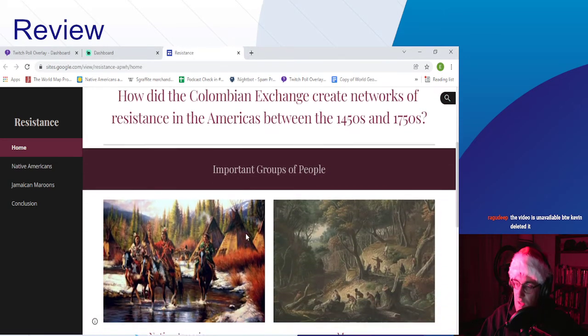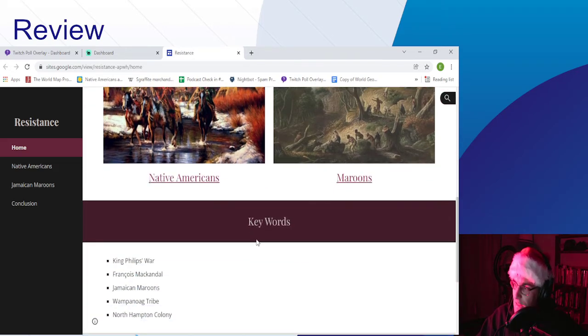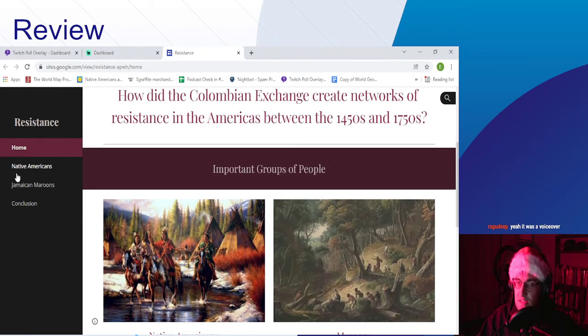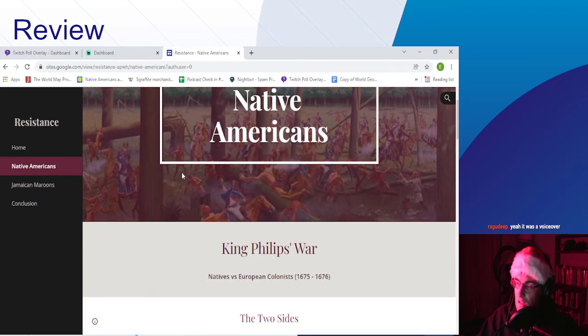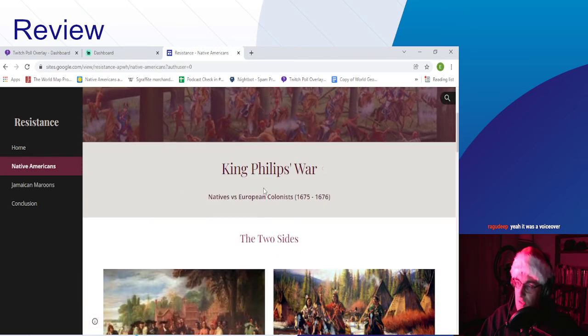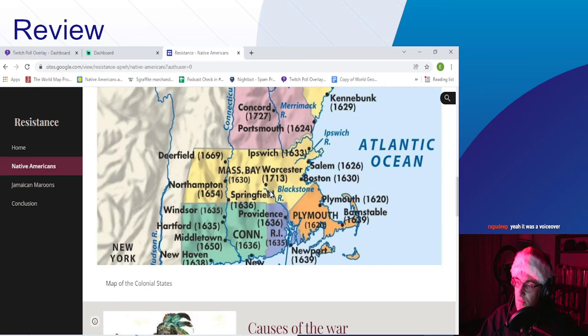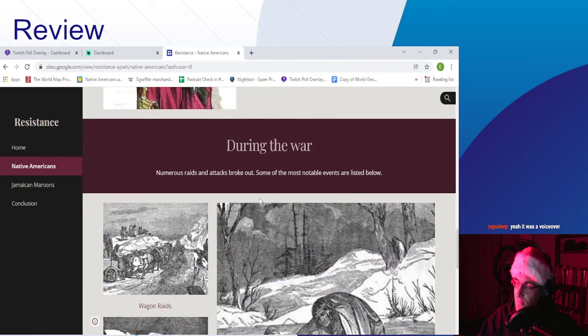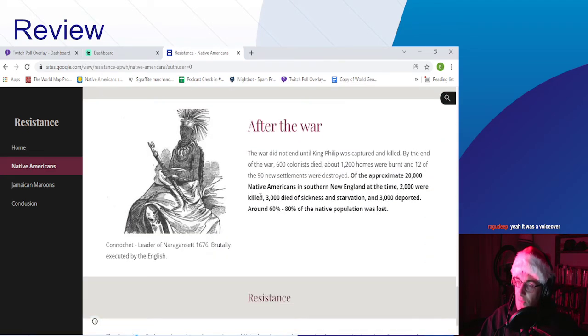But yeah, you guys made this really interesting website about the different forms of resistance that played a part in the Americas during the Columbian Exchange. Talked about King Philip's War, right? Had a lot of good graphics here. It's kind of awesome, right?